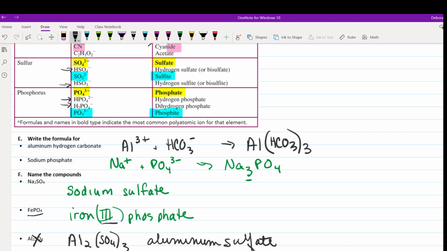This last item, you might not have caught the fact that I had a typo there, so I've corrected the formula, but unfortunately it didn't change the name. It was just my typo. I'll edit that and get a corrected version up in the module. So aluminum sulfate is the name of this one.